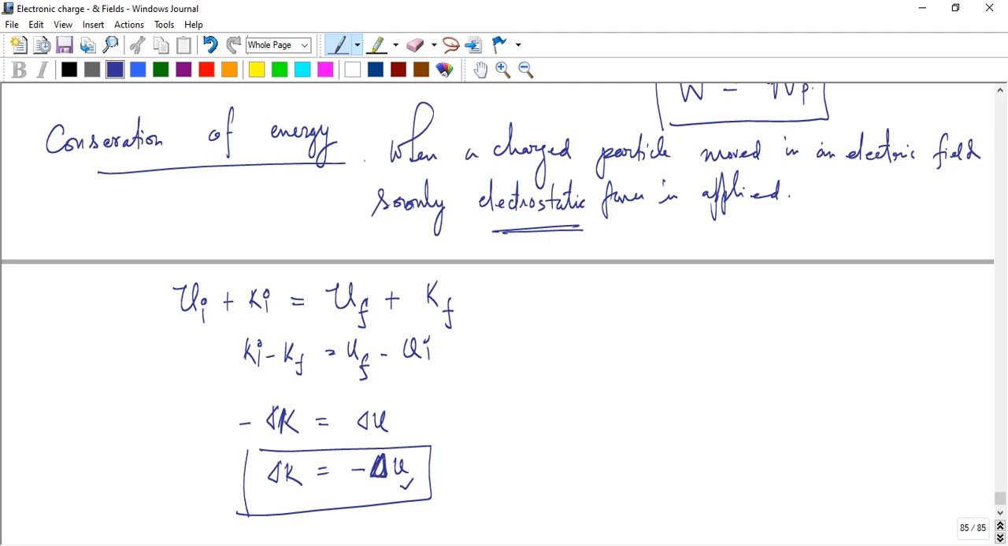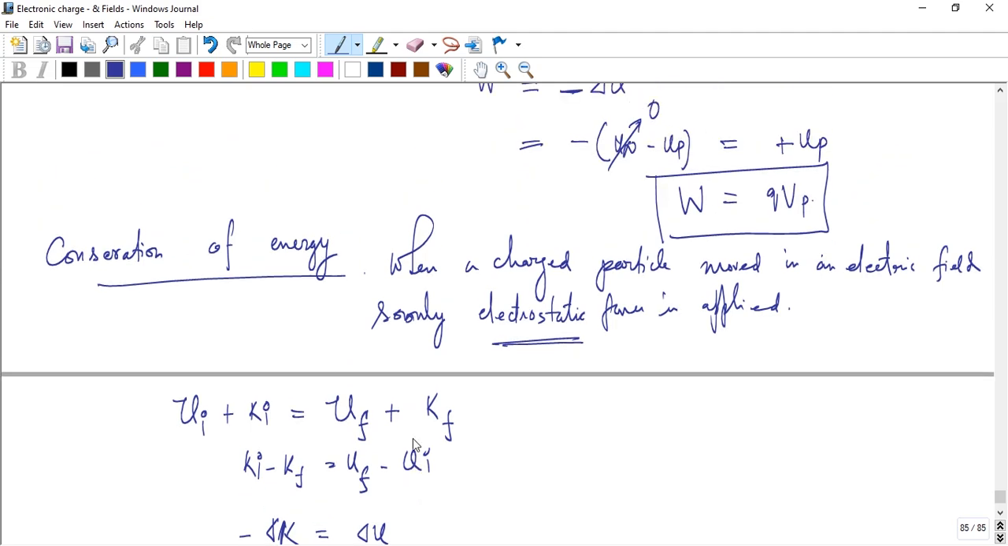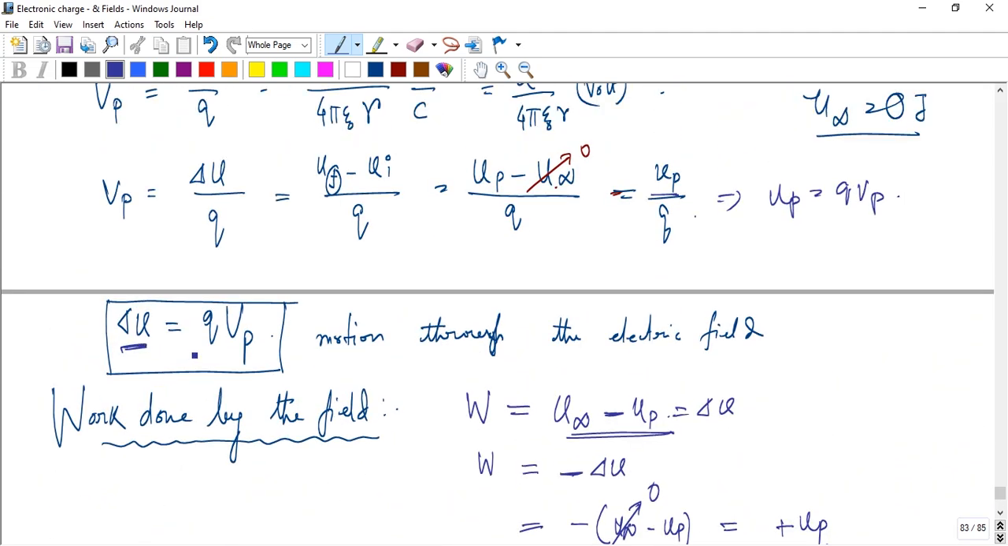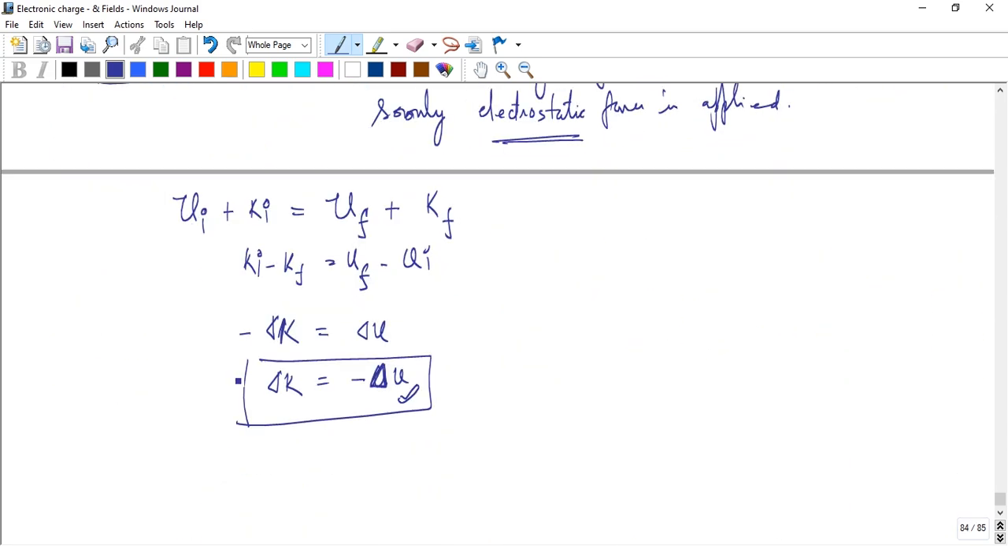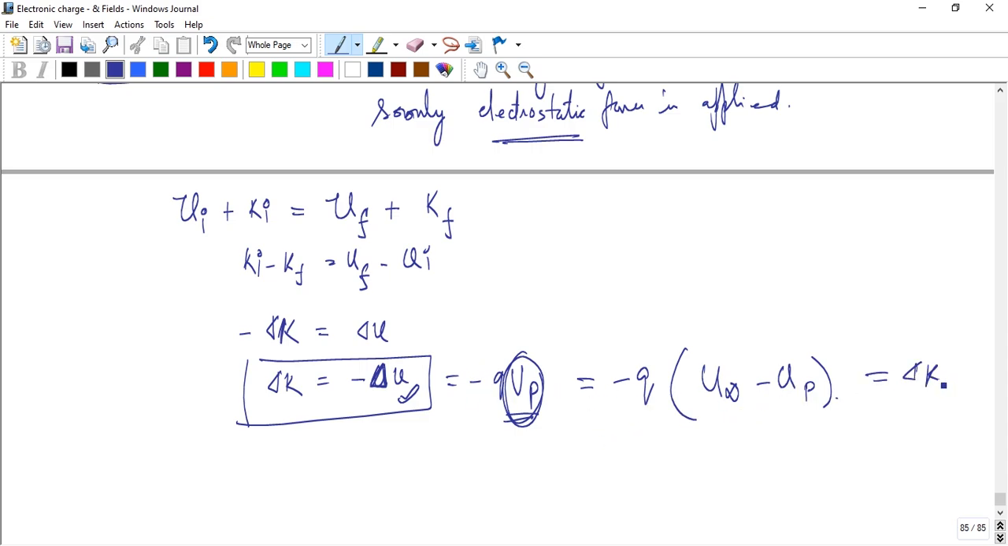And what is the value of delta U from here? That is equal to Q Vp, the potential at point P. And what is the Vp from the electric field? Very important, from the electric field concept. So Q times final potential energy minus initial potential energy at point P is equal to delta K here.